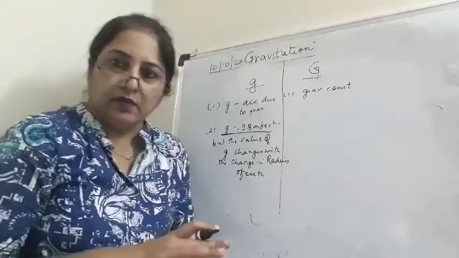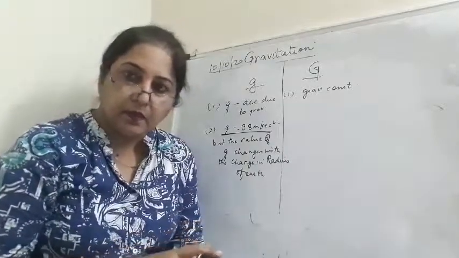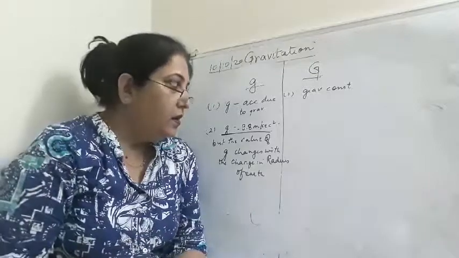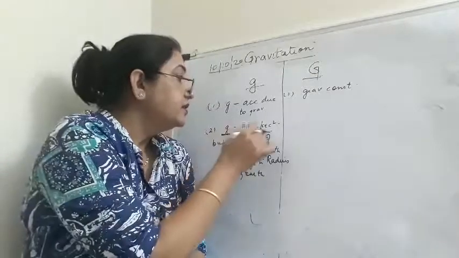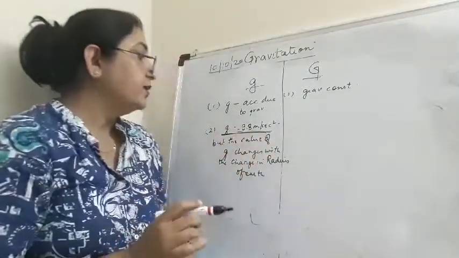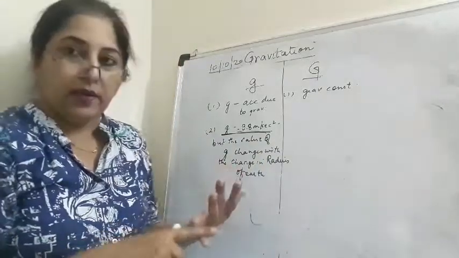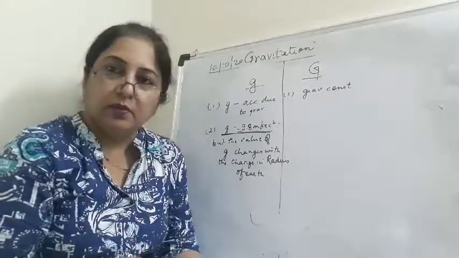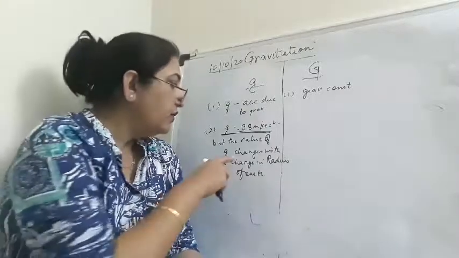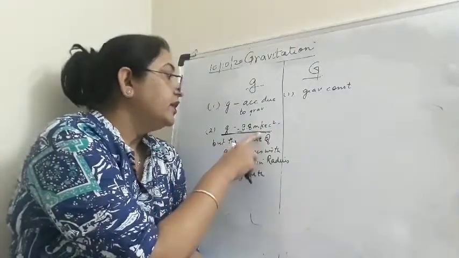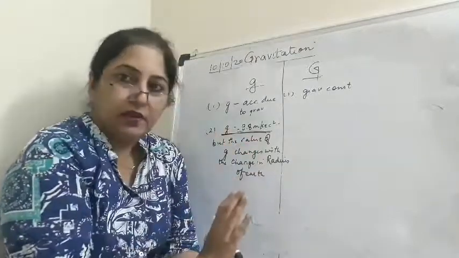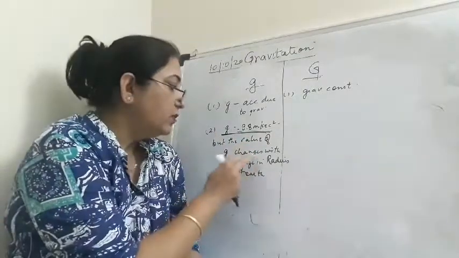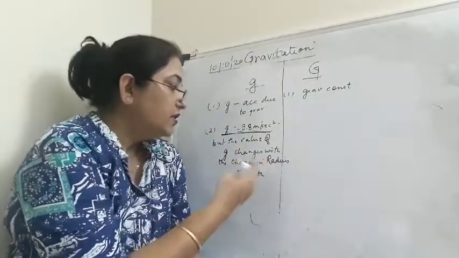On the surface of the earth, we normally take it as 9.8, but if we go to the equator, the value of g will change. If we go to the poles, the value of g will change. Fine. So we can write that g is equal to 9.8 meter per second square at the surface of the earth, but its value keeps on changing depending on the change in the radius of the earth.